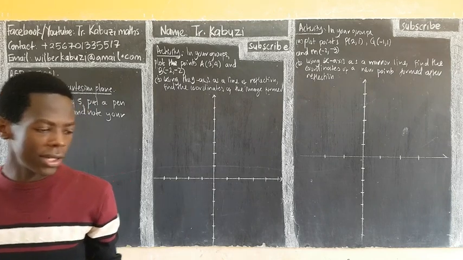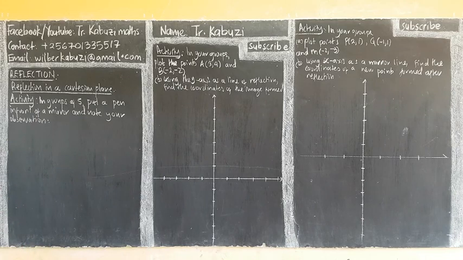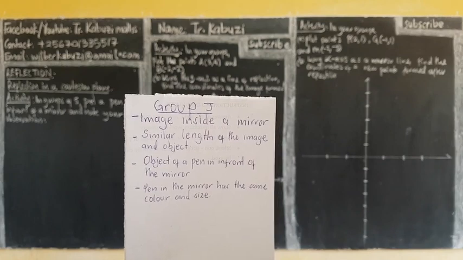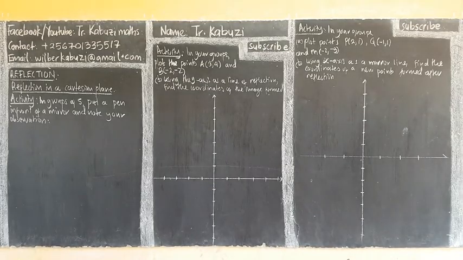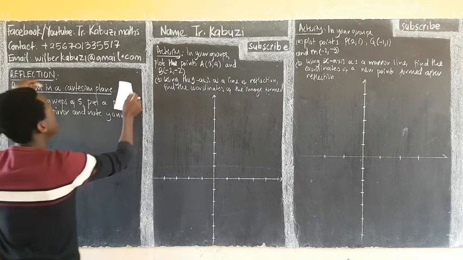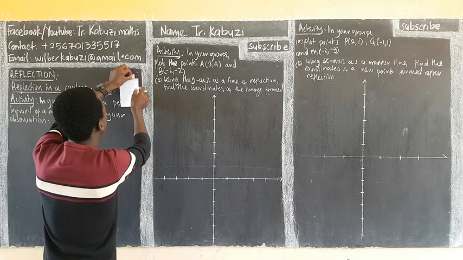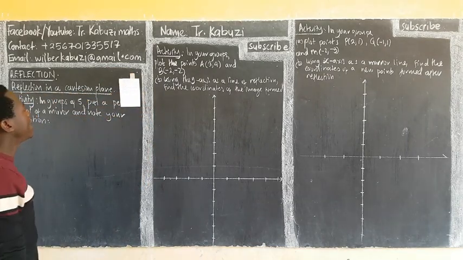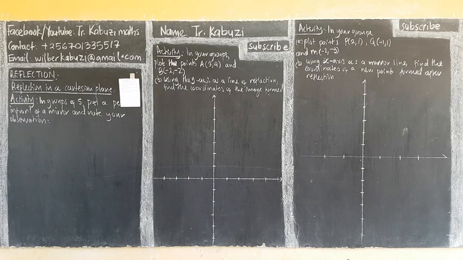Okay, we are going to use group J. The time is out. So this is what group J was able to note, so we are going to use group J's work. I'm going to fill it here so that I find it, and I'm going to correct some. Group J are telling us about the image inside a mirror. These are their observations.